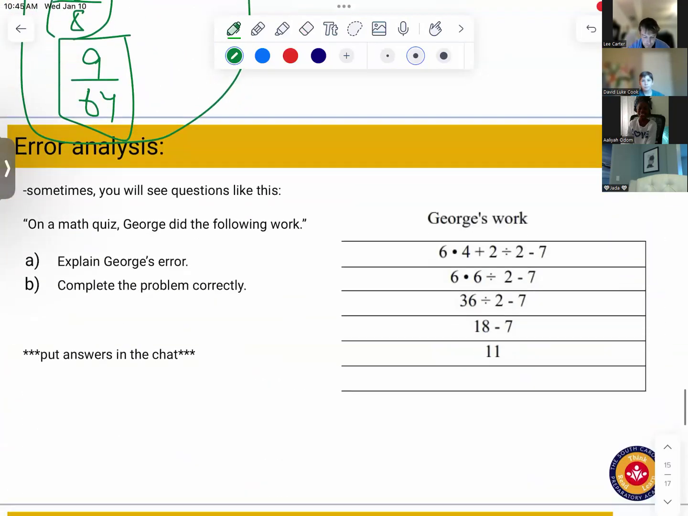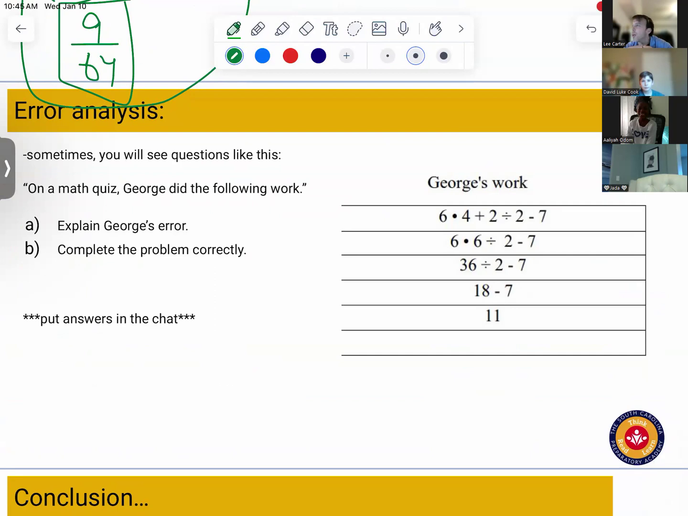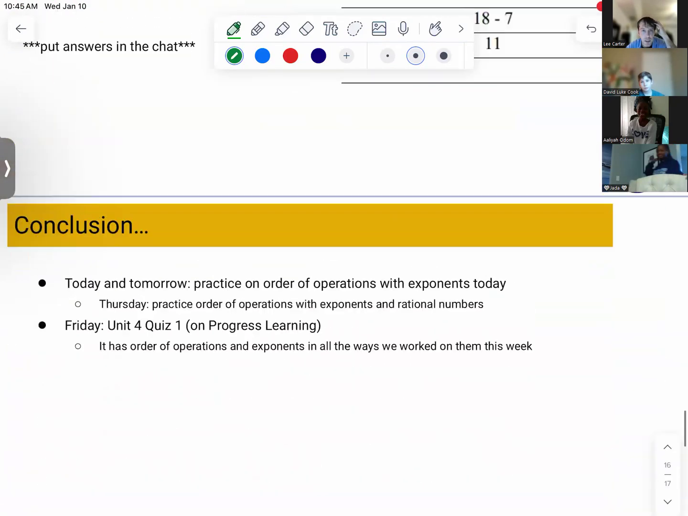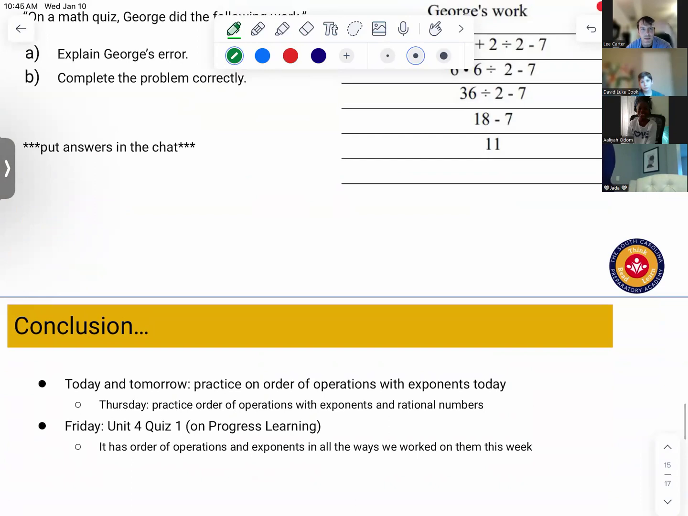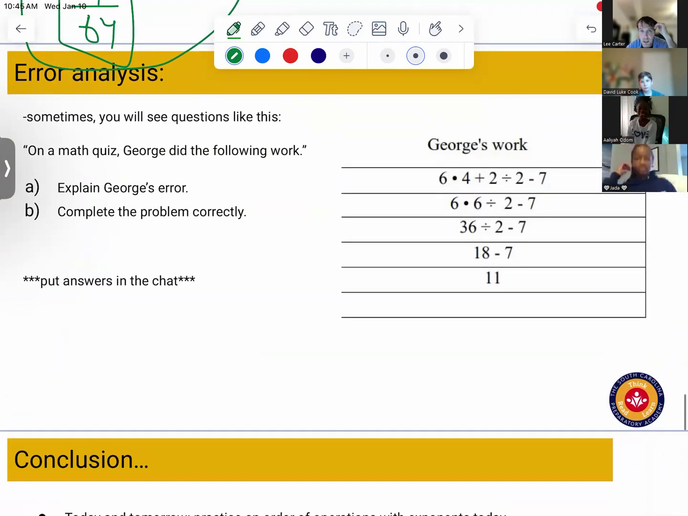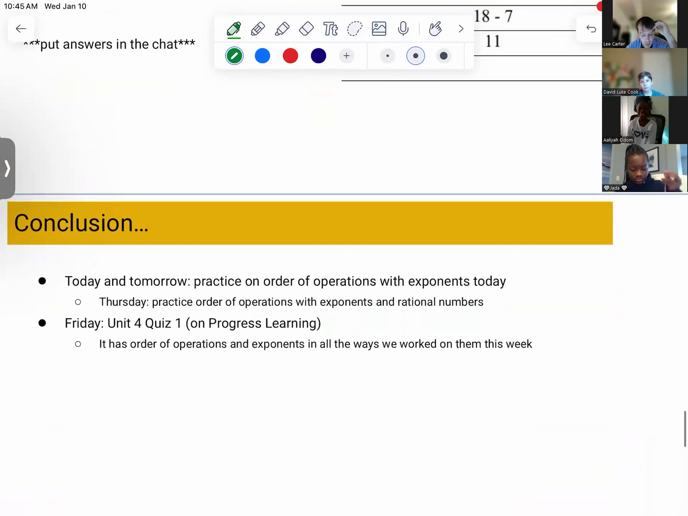All right, now this is one other type of question you might see with this. Okay, I promise you, I'm not making these up. These are the kind of things that you will see often. Let me tell you what we have the next couple of days. Then I'm going to get you to come back and do this last question and then we'll go. So today and tomorrow, the practice is going to be on order of operations with exponents. Today is going to be with whole numbers, and tomorrow is going to be where you're working with rational numbers, the fractions and decimals.